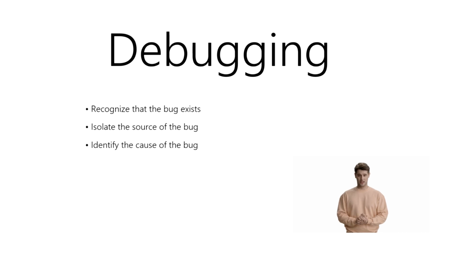Identify the cause of the bug. Once you have found the bug, you have to understand why that bug occurred. What is the issue? Determine the fix of the bug. Now that you know the cause of the bug, you can find a way to fix it.